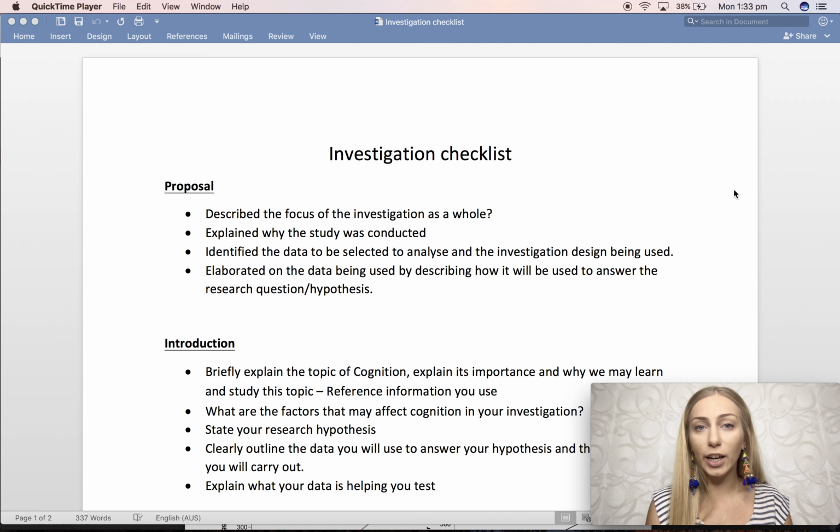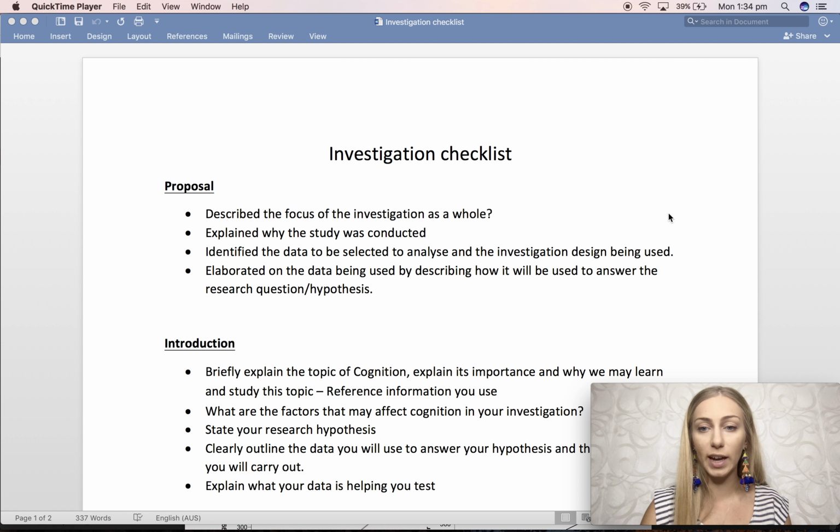The way that I'd like you to use this video is that when you are up to a particular section within your investigation write-up, you can just watch that section of the video, see what you need to include, and use it as a checklist, making sure that you have included each of the dot points. Once you have, then you can move on to the next section and listen to me explain that section.